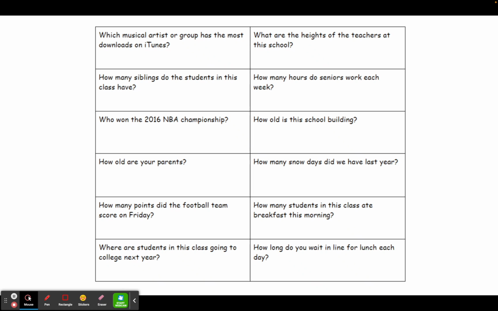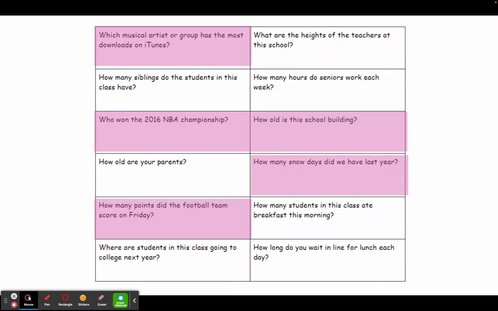Okay, here are the questions from the back of your packet. And the way that we separated them into two groups is by putting these questions together. The first one that I picked out was, which musical artist or group has the most downloads on iTunes? Who won the 2016 NBA championship? How many points did the football team score on Friday? How old is this school building? How many snow days did we have last year? And how many students in this class ate breakfast this morning?